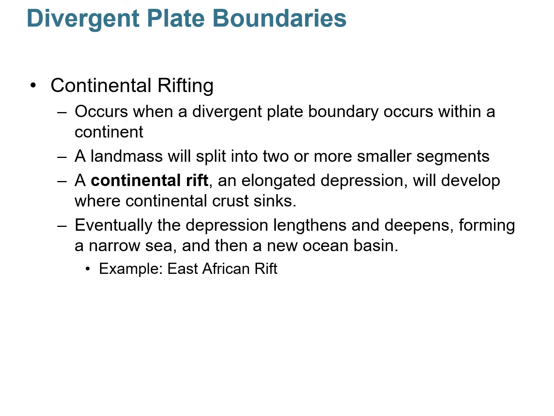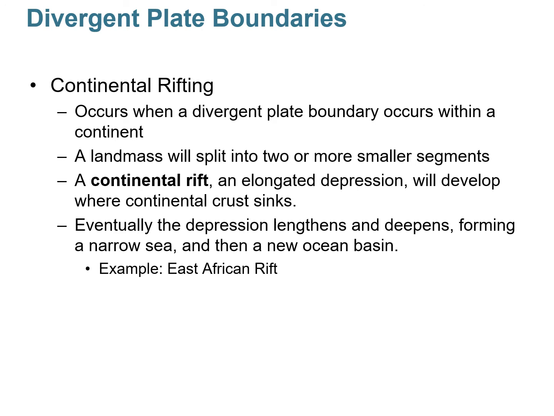Okay, so divergent plate boundaries can also be found on continents, not just at the bottom of the ocean floor. When it occurs on continents, we call it a continental rift. And what will happen here is the landmass will just split into two or more segments. So initially what you have is an elongated depression that will form, and then the crust in that area will start to sink. And as it continues to sink and the depression lengthens, oftentimes a really narrow sea will come in and invade the low-lying area, and you start creating a new ocean basin.